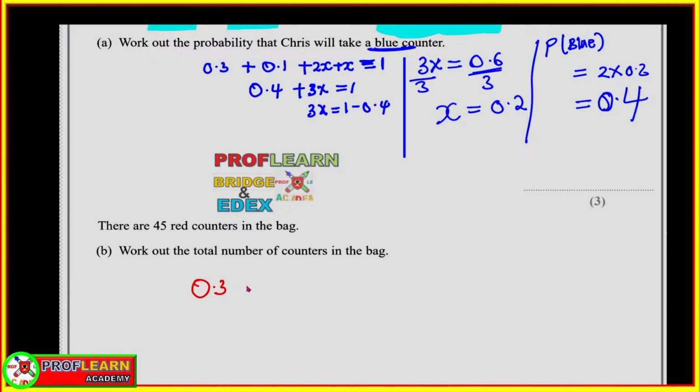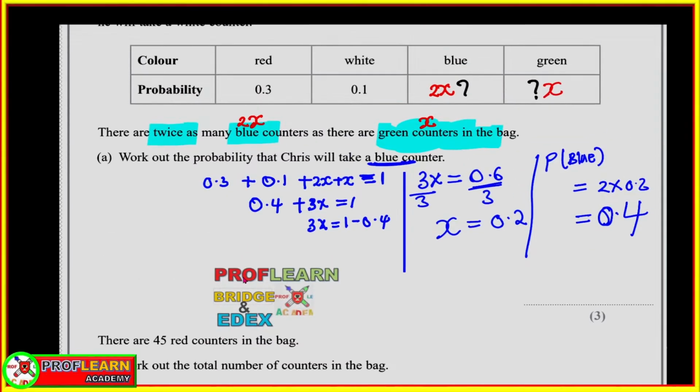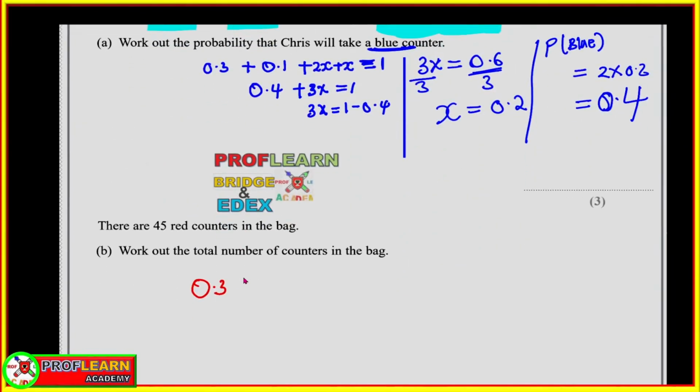So 0.3 is equivalent to 45. So we can say, let the total number of counters be y. We are assuming that all the counters are y.